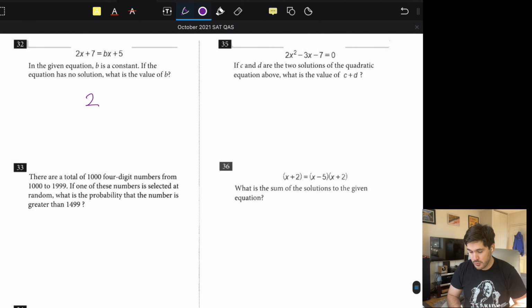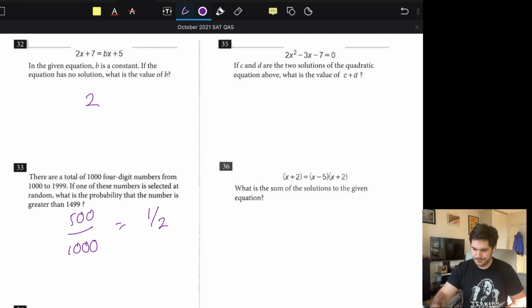There's a total of 1,000 4-digit numbers from 1,000 to 1999. One is selected at random. What is the probability that it's greater than 1499? We have to figure out how many numbers there are between 1,500 and 1999. And there's 500 of them, right? Because 1999 minus 1499 is 500. So it'll be 500 over 1,000, which equals 1 over 2.